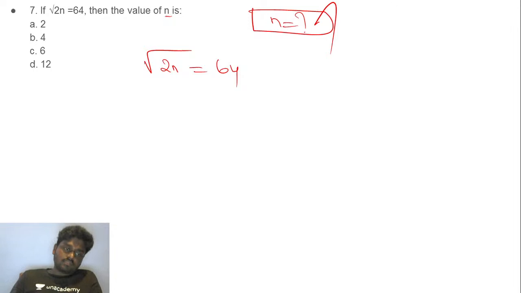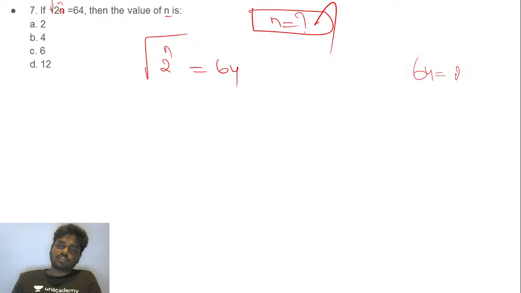Oh, I'm really sorry. There is an error in the question actually. It is actually root 2 power n. It is not 2n. It is root 2 power n is equal to 64. So undoubtedly what then? 64, you can write 64 as 2 power 6. That's it.